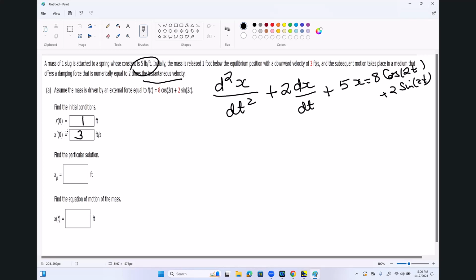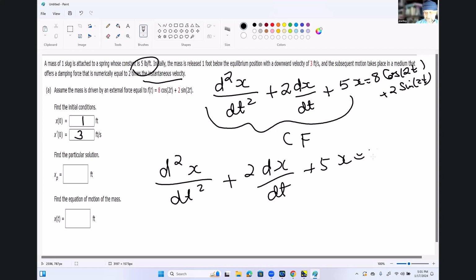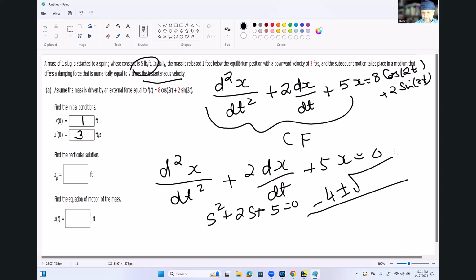Okay, good. So now first thing we will do is create the complementary function by setting this equal to 0, right? That's 5x equals 0. So we have s squared plus 2s plus 5 equals 0. So I'm just going to use the quadratic formula, it doesn't matter if I use s or m. I like m myself. So this is 4 minus 20 divided by 2.